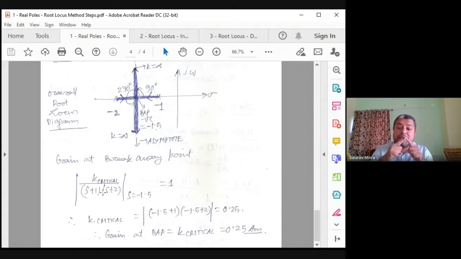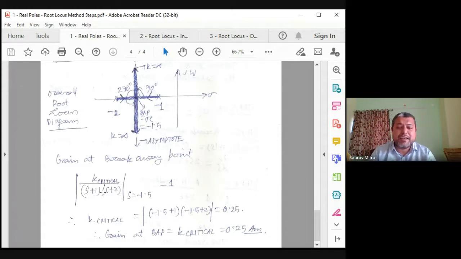So for a gain of more than 0.25, that means 0.26, 0.27, 0.3, 0.4, you are going to find that both the poles go in both directions. So for 0.3, which is a little greater than K critical, the minus 1 pole which had come to minus 1.5 will go upward, and for K is equal to 0.3, the pole which had come from minus 2 to minus 1.5 will go downward. So imaginary poles will start occurring if the K value is increased greater than 0.25.